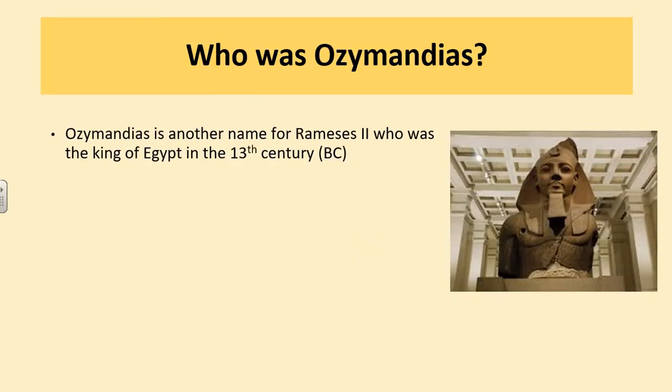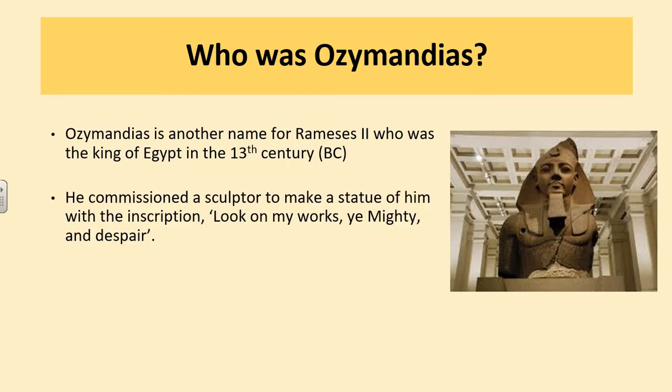So who was Ozymandias? What is this poem about? He was Ramesses II, so it's another name for Ramesses II, and he was the king of Egypt in the 13th century, so 1200 BC. And he commissioned a sculpture, a statue of himself with the inscription, "Look on my works, ye mighty and despair." So this sculpture wasn't made at the request of other people to honour somebody. He wanted to make it for himself.